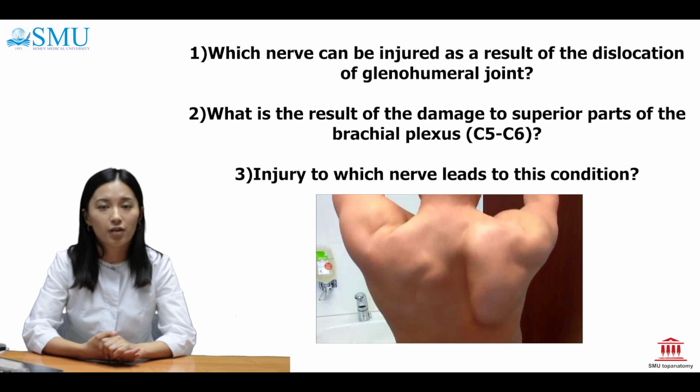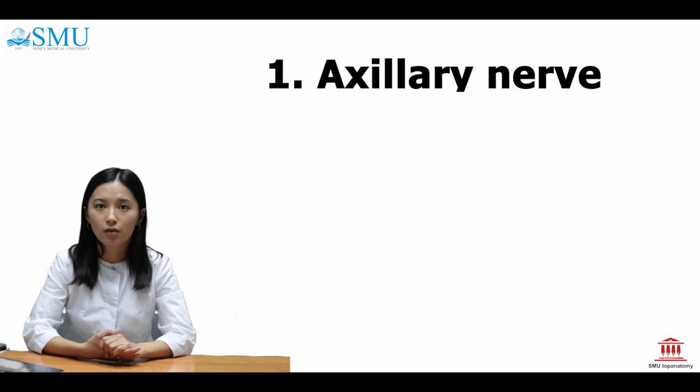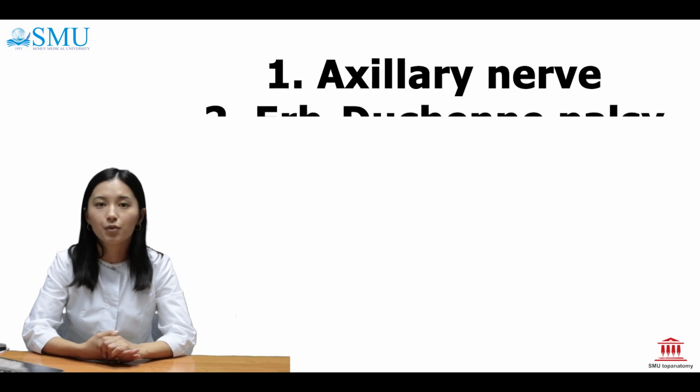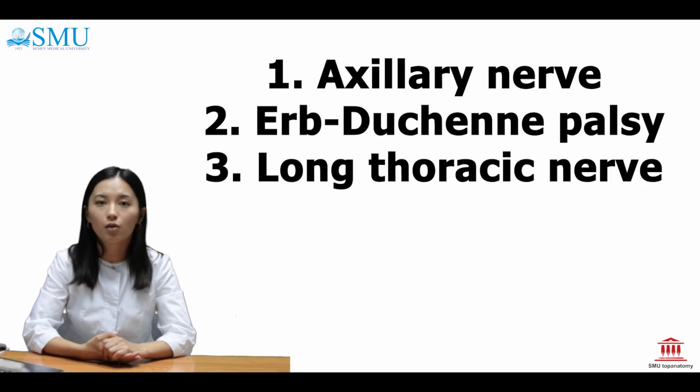I'm going to give you some time to think about it. And the answers are, number 1 is axillary nerve. Number 2 is Erb-Duchenne palsy. And number 3 is long thoracic nerve.